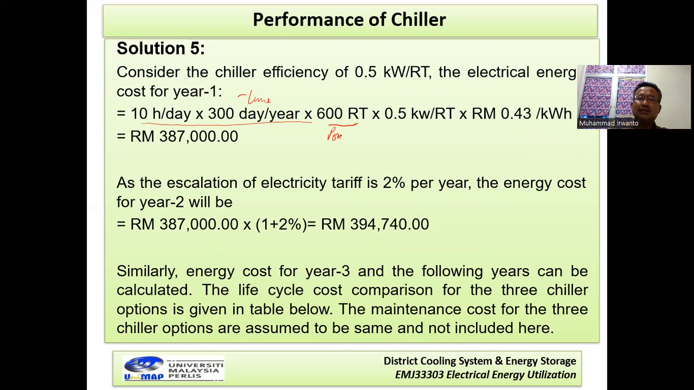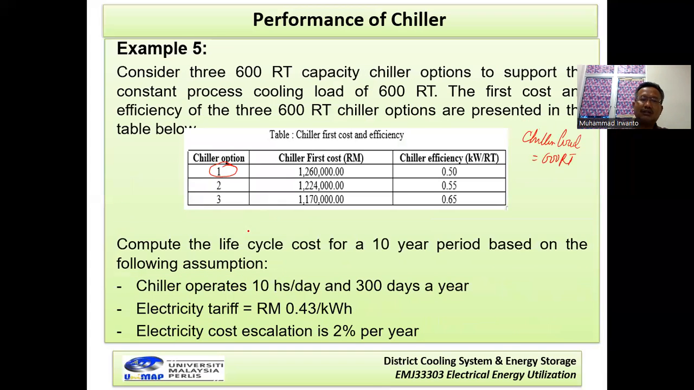power, power capacity, or chiller load, multiplied by the efficiency, and then the price. Now we obtain the electrical energy. Following this question, the time is 10 hours per day and 300 days per year.